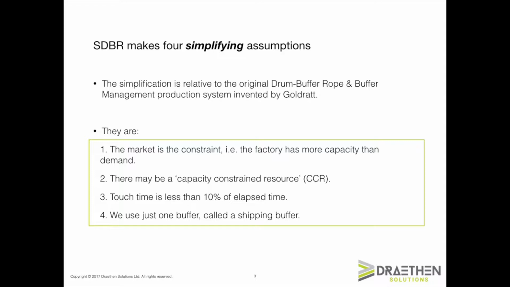The market is the constraint, which means that the plant has more capacity than demand. There may be a capacity constrained resource in the plant, but there is unlikely to be a bottleneck, so lacking in capacity that detailed finite capacity scheduling is required.